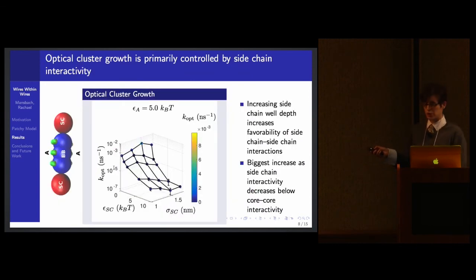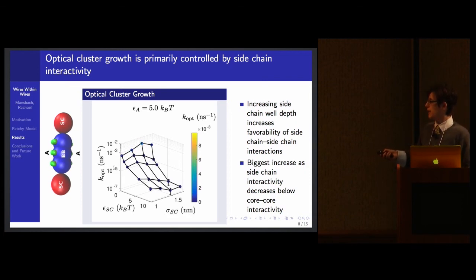if we look at the optical cluster growth rate with respect to the side chain stickiness, this is increasing side chain stickiness, and the side chain size, this is increasing side chain size, the first thing we see is that there's a pretty big effect of the side chain stickiness, as we might expect. As we make the side chains less sticky, like I just showed you, we're increasing the optical cluster growth rate. And we get the largest increase when we drop the stickiness below the stickiness of these cores. So essentially when we make side chain interactions less favorable than core interactions, we grow our optical clusters better, as we might have expected.